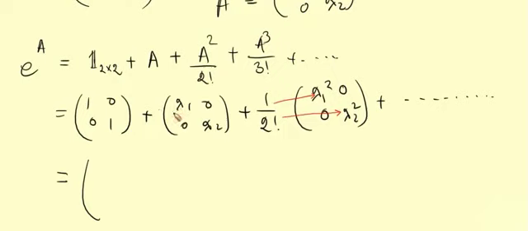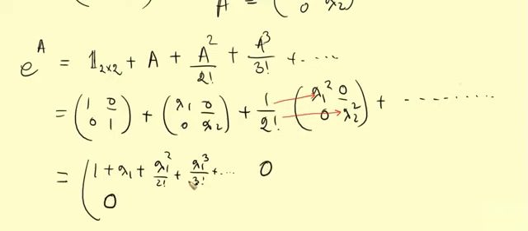And also we are going to add all the elements, that is the standard matrix addition. So if you do that, it will be 1 plus lambda 1 plus lambda 1 squared by 2 factorial, lambda 1 cube by 3 factorial, and so on. This term, that is the 1 2 term, is just 0, and this 0, this 0, this 0, and there will be other zeros over here, they will add up to 0. Here there will be another 0, and the last term will be like 1 plus lambda 2 plus lambda 2 squared by 2 factorial, lambda 2 cube by 3 factorial, and so on.